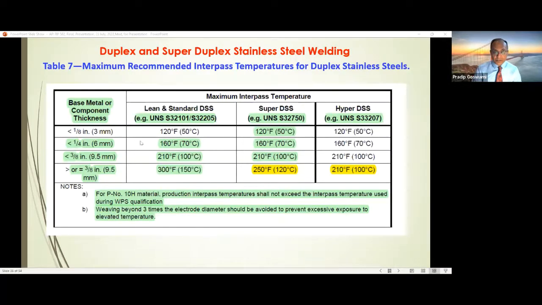This slide talks about the typical maximum interpass temperature allowed for duplex stainless steels. As you can see here, as the thickness goes down, quite a bit of restriction is in place, because you want to prevent the chances of overheating. That is why the control of interpass temperature becomes essential. So you can see here that 100 to 120 degrees centigrade is generally the rule of thumb.